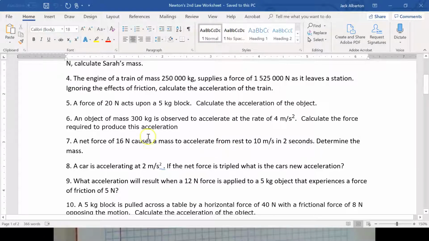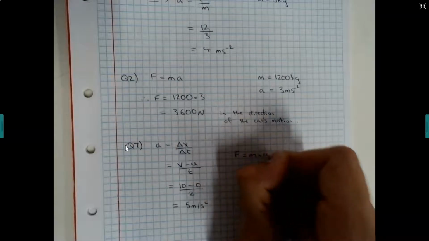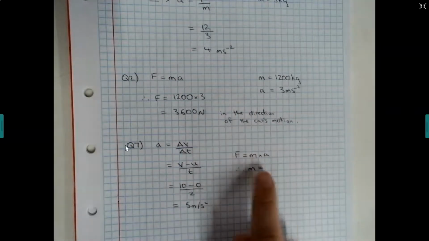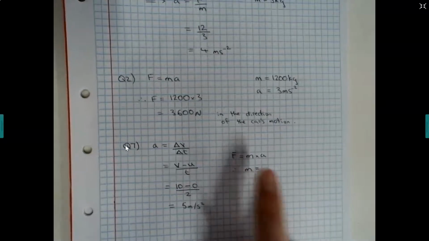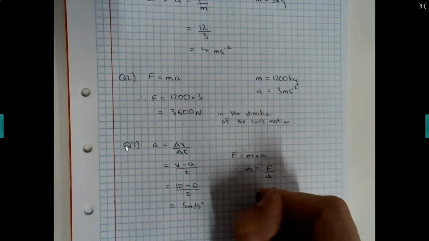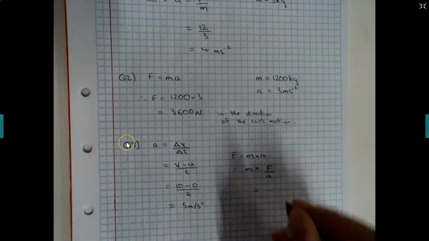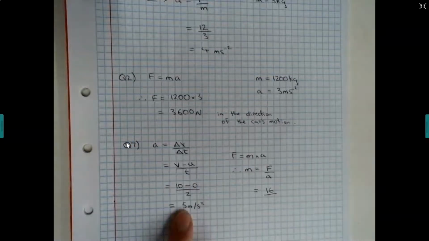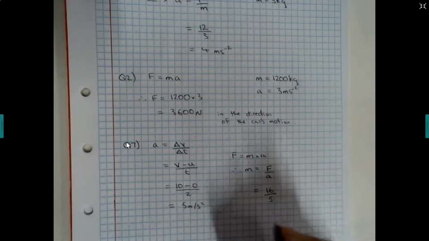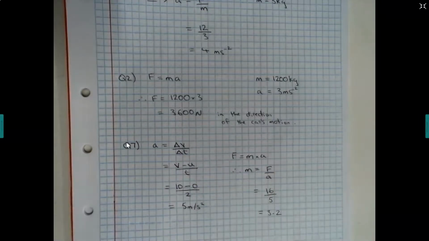Since they want me to determine the mass, remember force is equal to mass times acceleration, therefore you have to rearrange this: you bring A to the bottom, so m will be equal to F over A. Do I know what the force acting on the car is? They told me it was 16 newtons, so it'll be 16 over the acceleration, which is 5. So 16 over 5 is 3.2, and my units for mass, kilograms.